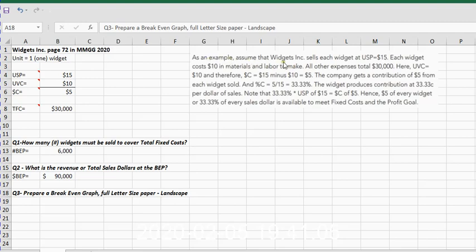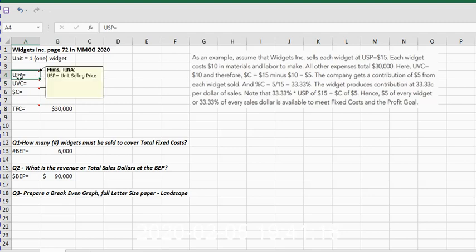So the case says, assume Widgets sells each widget for $15. Notice I have put the unit selling price here, and I've called it out to you so you can also see it when you review the Excel. I placed $15 in cell B4 and formatted it for dollar signs. And it says each widget costs $10 in materials and labor. So that's the unit variable cost, and it is costing $10. So you can see these are two input numbers.